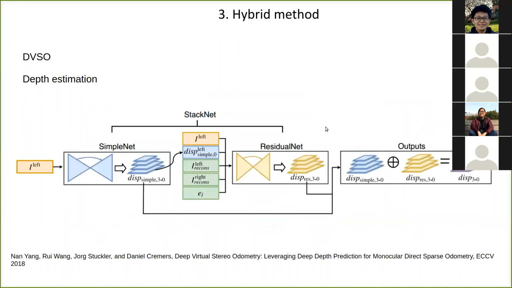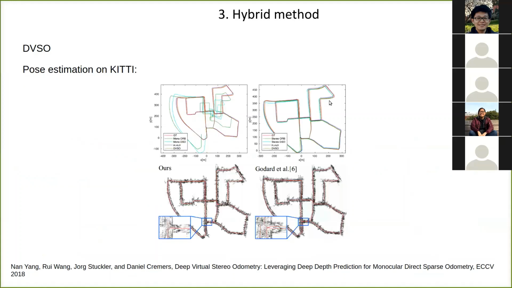So this is the depth estimation neural network structure, and here. Okay, these are results on KITTI. Okay. They have some improvement compared with DSO. Okay. I think because of the application of depths from neural networks. That is a major improvement for DSO.